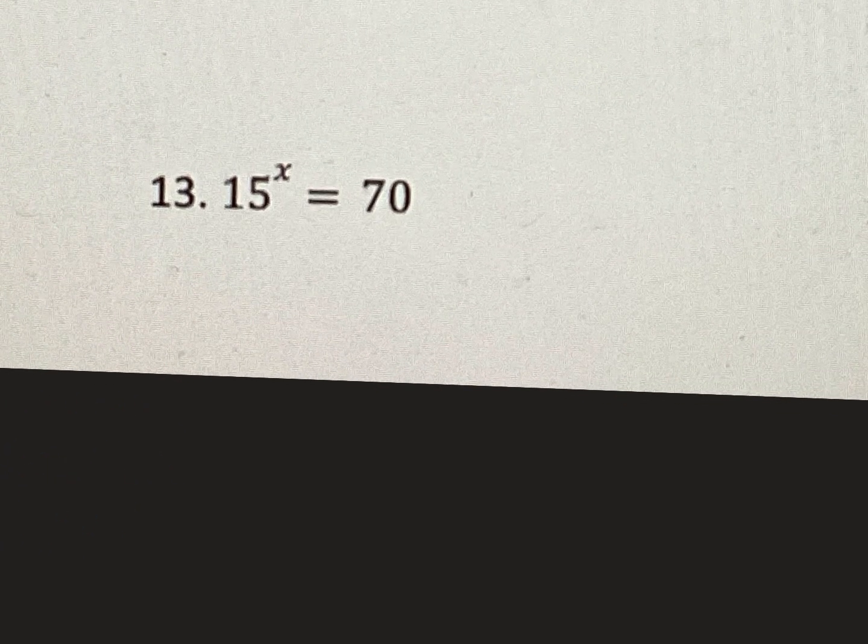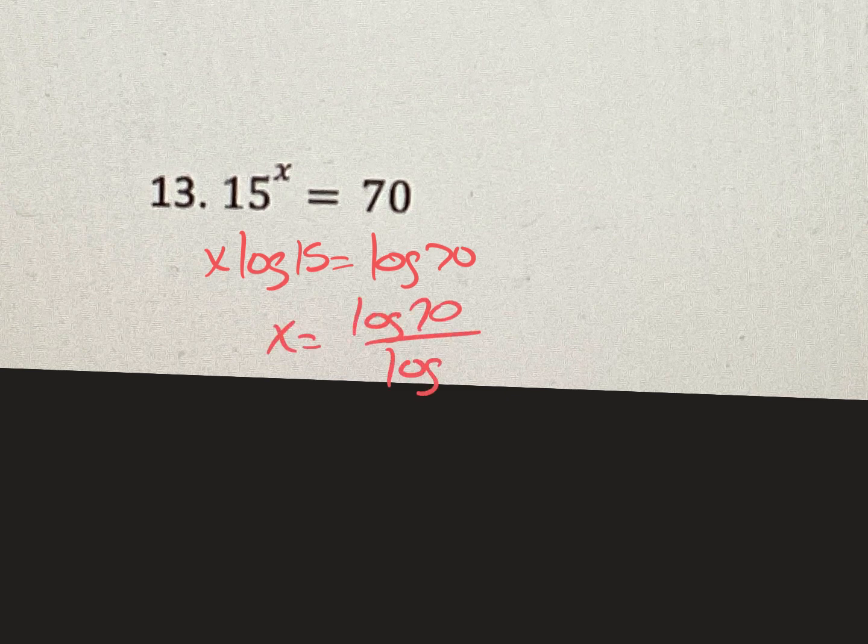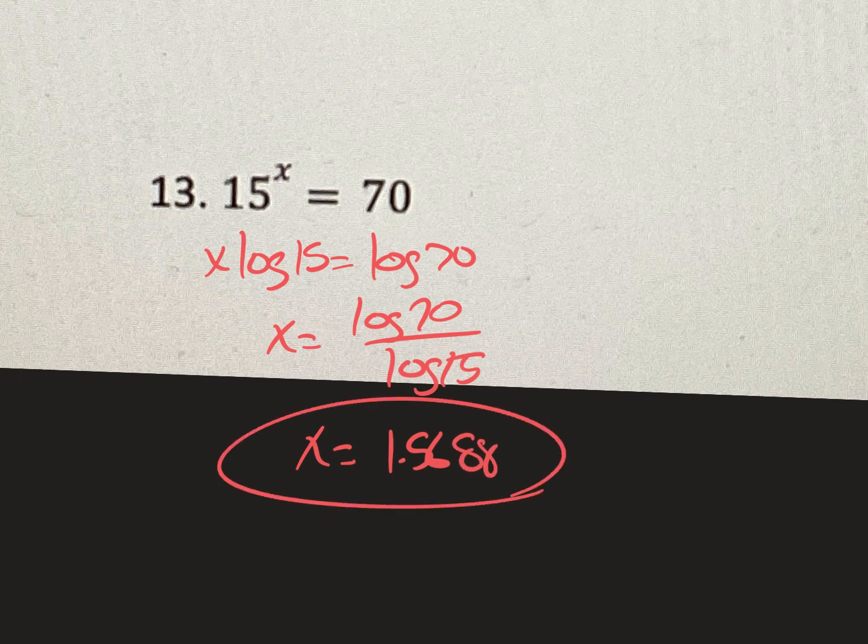13, I have to do log of both sides because I can't find the same base. So I can put the x in the front. x log 15 equals log 70. You could also use ln if you want to. All I have to do to finish up here is divide log 70 by log 15 on the calculator, which is 1.5688. You need to go probably 4 decimal places there.